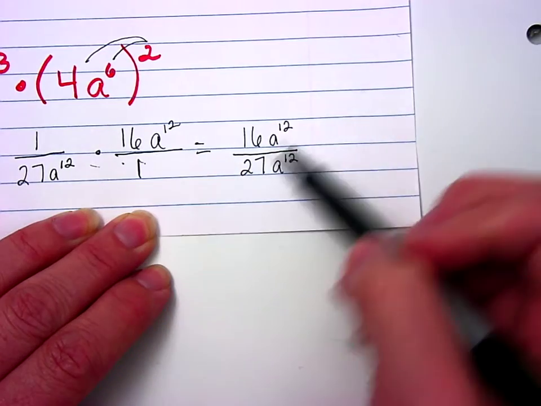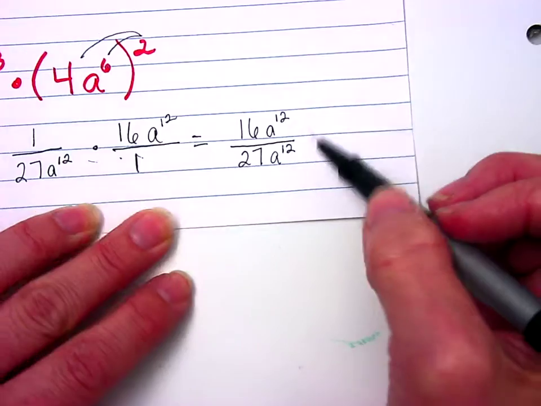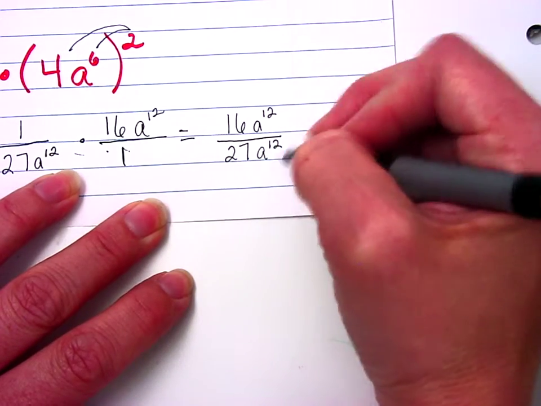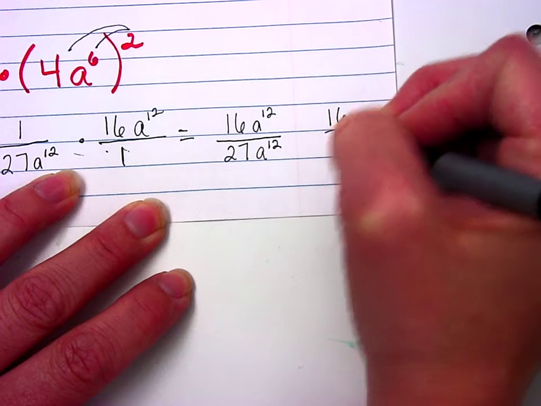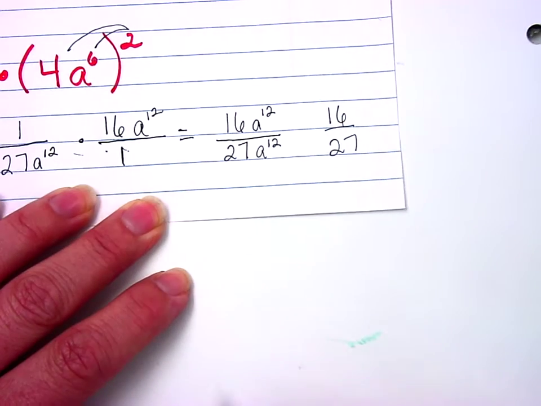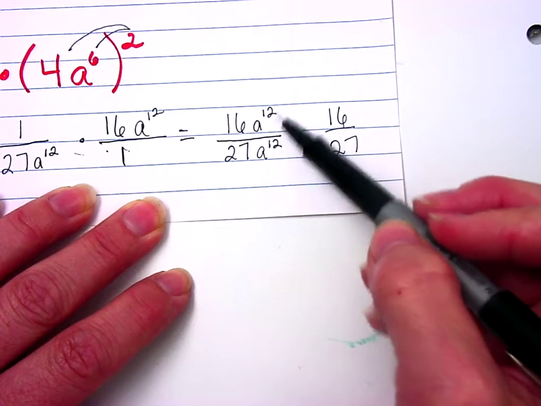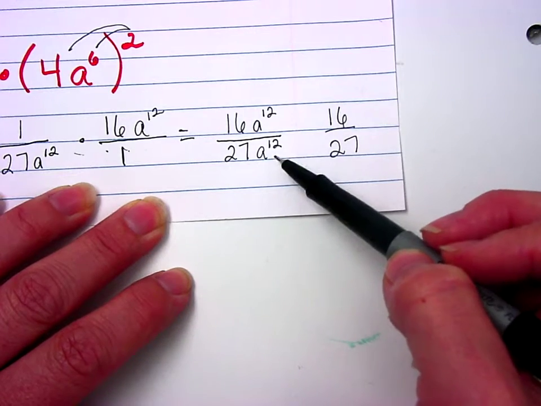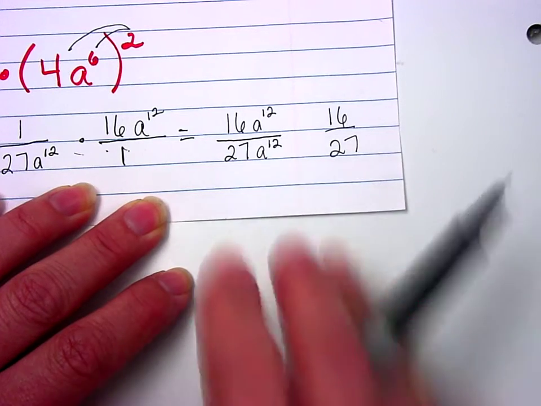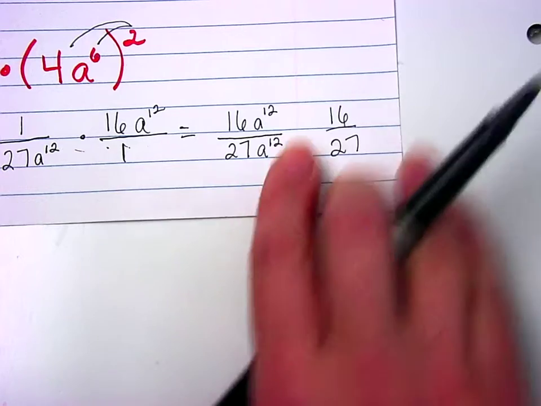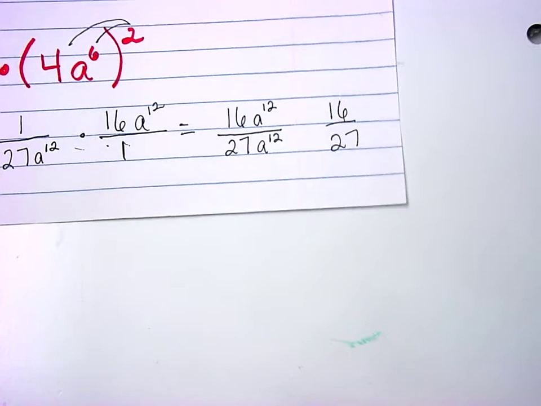Now, technically, these are going to cancel out because 12 minus 12 is 0. So I would not have any a's left over, so I have 16 over 27. But I don't remember you having anything where the bases of your variables are canceling out. So that just happened on this one problem. Normally you will simplify there before you put your final answer.